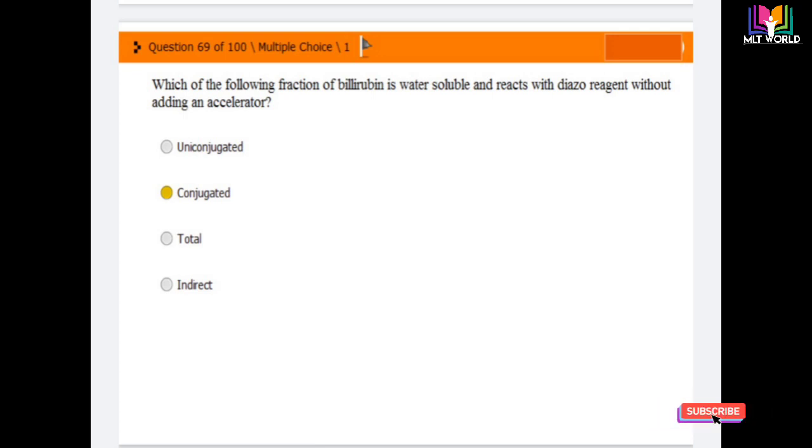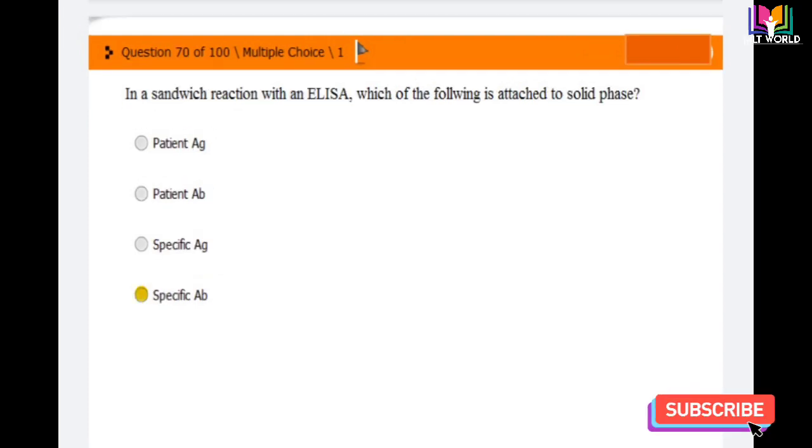Question number 69. Which of the following fractions of bilirubin is water soluble and reacts with diazo reagent without adding an accelerator? Options are unconjugated, conjugated, total, indirect. And the correct answer is unconjugated bilirubin. Unconjugated bilirubin is water soluble and reacts with diazo reagent without adding an accelerator.